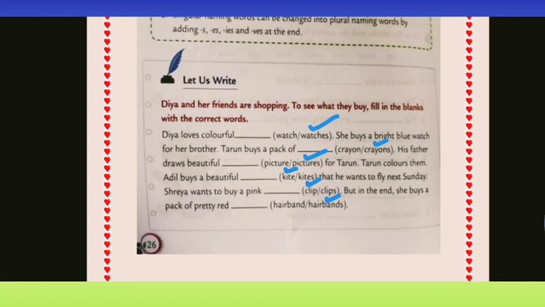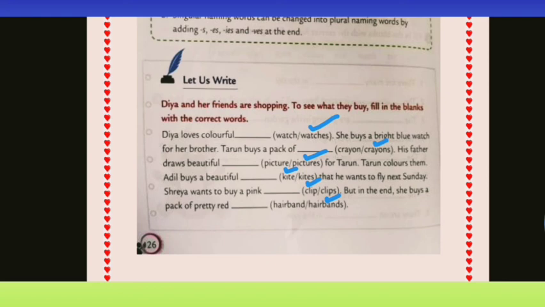Tarun colors them. Adil buys a beautiful kite. See, a is coming. A beautiful means one kite they are talking about. That he wants to fly next Sunday. Shreya wants to pick up pink dash. A pink is there. See, a means one. So clip will come, not clips. Shreya wants to buy a pink clip. But in the end, she buys a pack of pretty red dash.